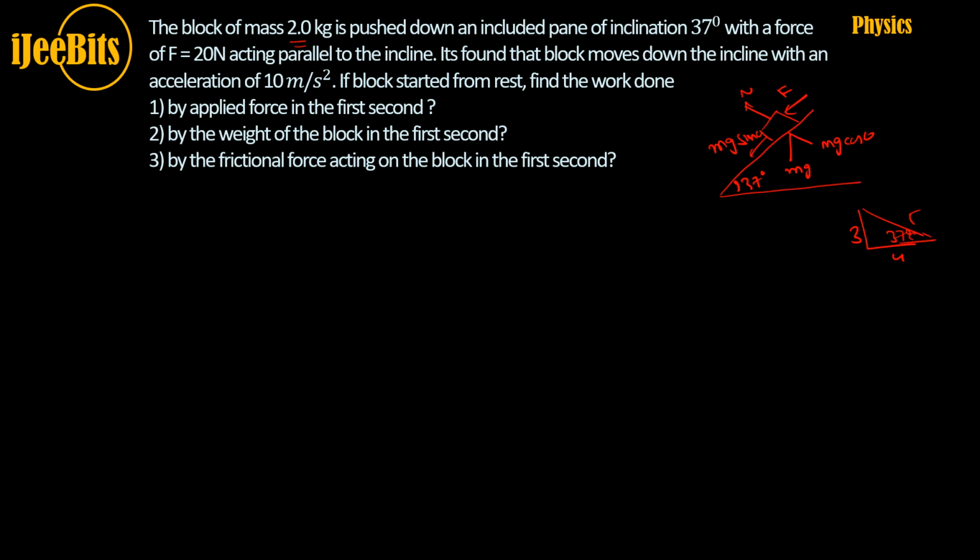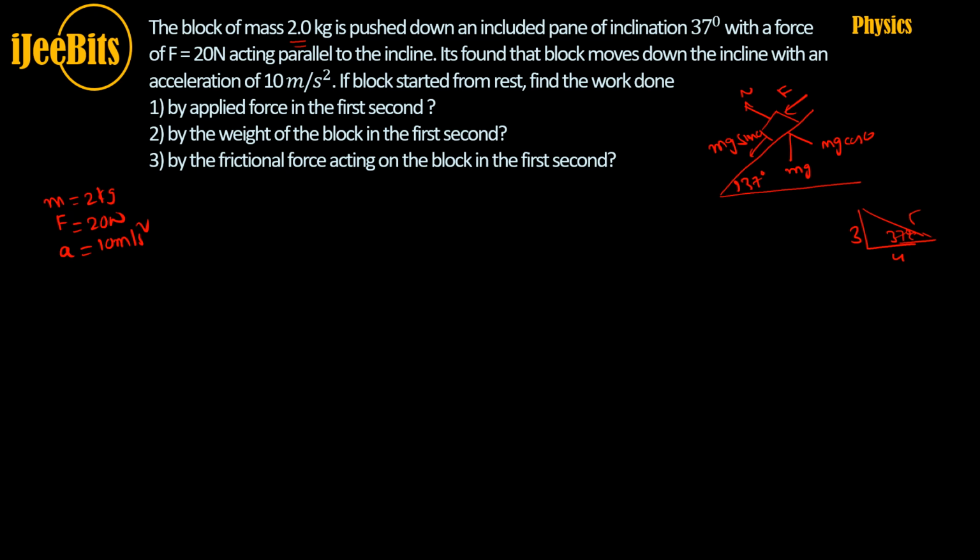Okay, let's move on. What is given? The mass m is given, m equal to 2 kg, and force is given, force equal to 20 newtons. Acceleration a is given as 10 meters per second squared. What is asked is the applied force in the first part, right? And the work done by the applied force.